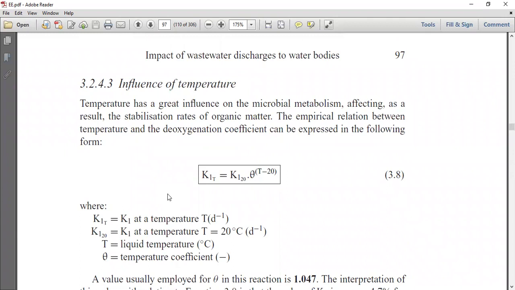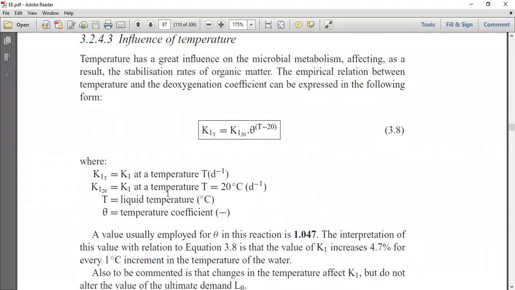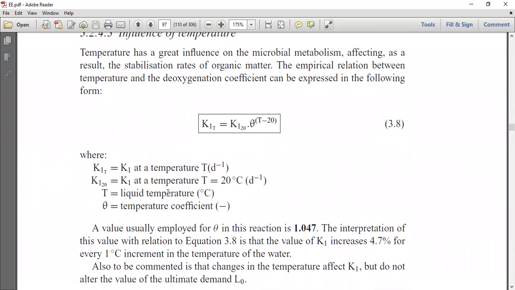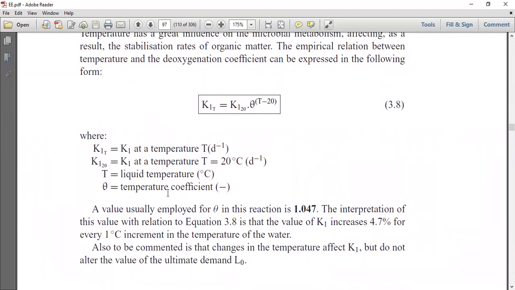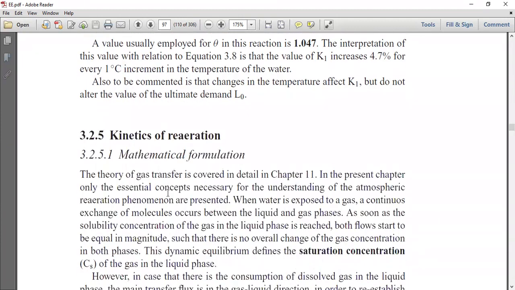Temperature has a great influence on the microbial metabolism, affecting as a result the stabilization rate of organic matter. The empirical relation between the temperature and the deoxygenation coefficient can be expressed in the following form: K1T is equal to K1 at 20 times theta raised to T minus 20.